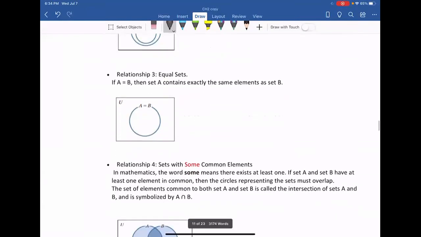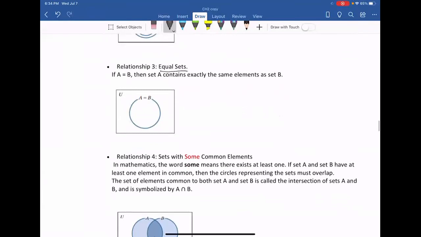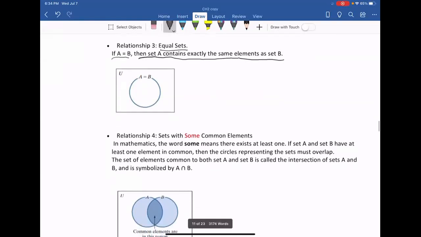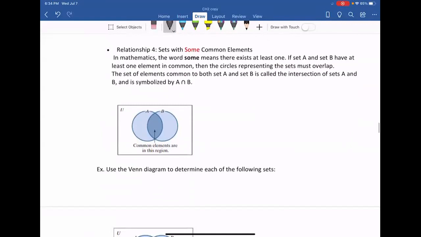Okay, the next relationship is equal sets. If A equals B, then set A contains exactly the same elements as set B. They are equal.